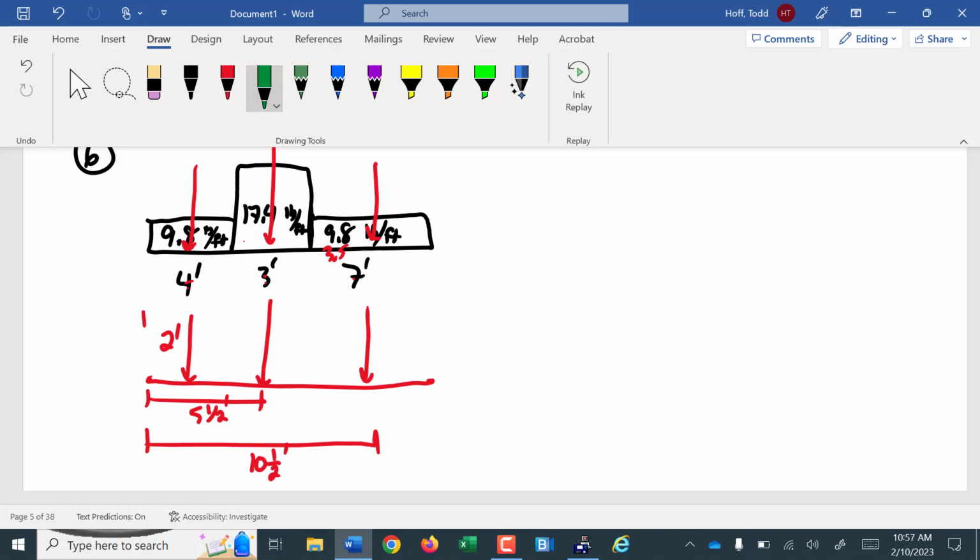To find the size of each of those, how are we going to find the size of this one? 4 feet times 9.8 pounds per foot. What is that? 39.2? So it's 39.2 pounds.